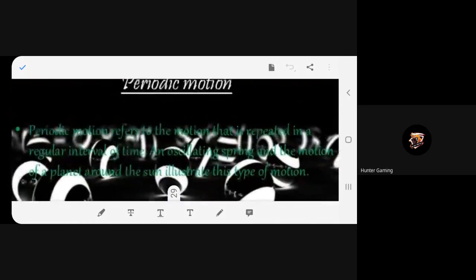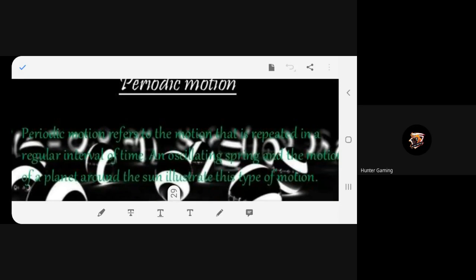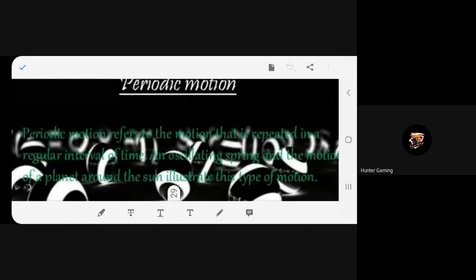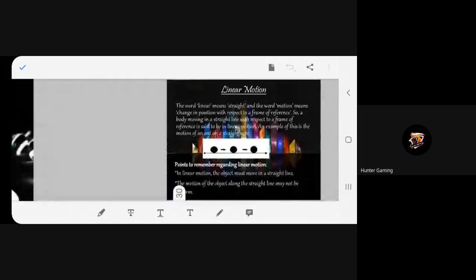Now we come to periodic motion. Read. Periodic motion refers to motion that is repeated at regular intervals of time. An oscillating spring and the motion of a planet around the sun illustrate this type of motion. So it is periodically happening with time.